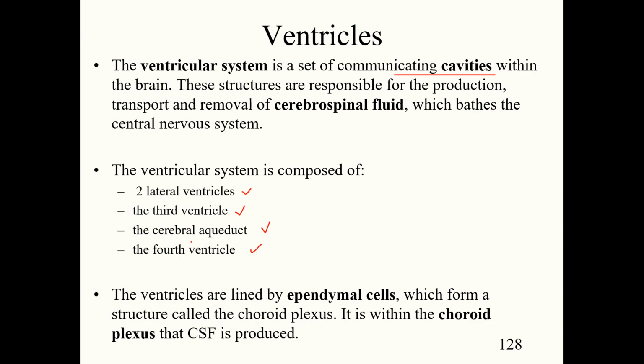Now, the cerebral aqueduct is not making cerebral spinal fluid, okay? It's not a ventricle, it's a passageway. The ventricles, so that's going to be the 2 lateral ventricles, the 3rd ventricle, and the 4th ventricle, are going to be lined with ependymal cells, which form a structure called the choroid plexus. So again, that choroid plexus is those ependymal cells which make cerebral spinal fluid, as well as blood vessels and things like that.